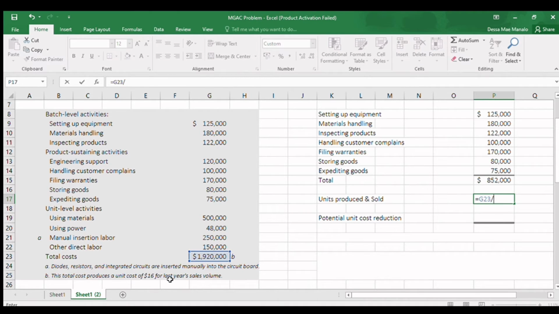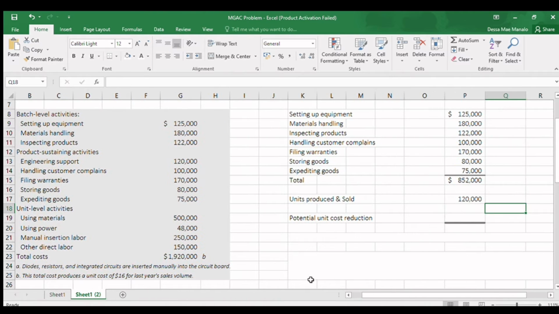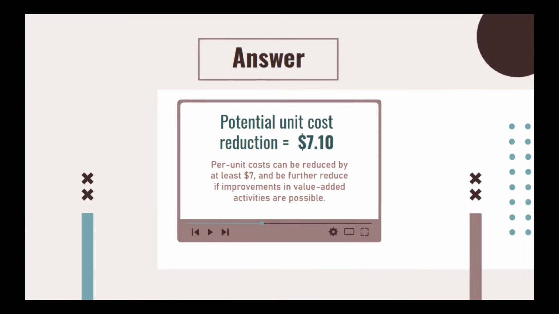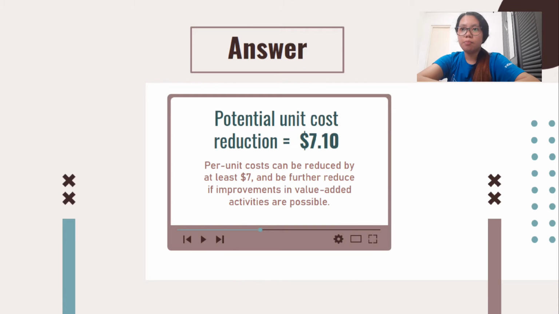So to get the units produced and sold, we just have to divide the total cost by the unit cost of 16, for a total of 120,000. And lastly, to get the potential unit cost reduction, we just have to divide the $852,000 by 120,000. So we get a total of 7.10. The potential unit cost reduction is $7.10.